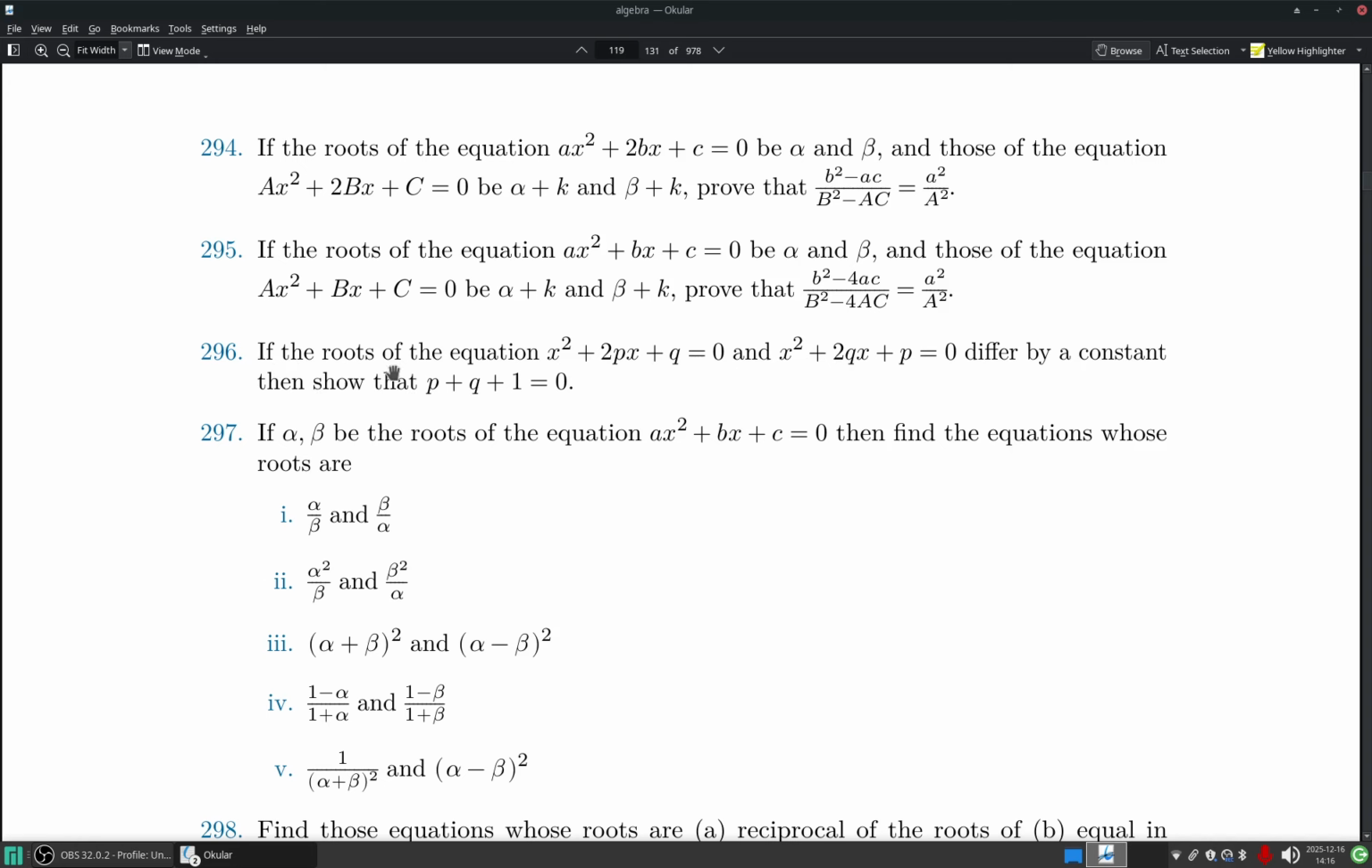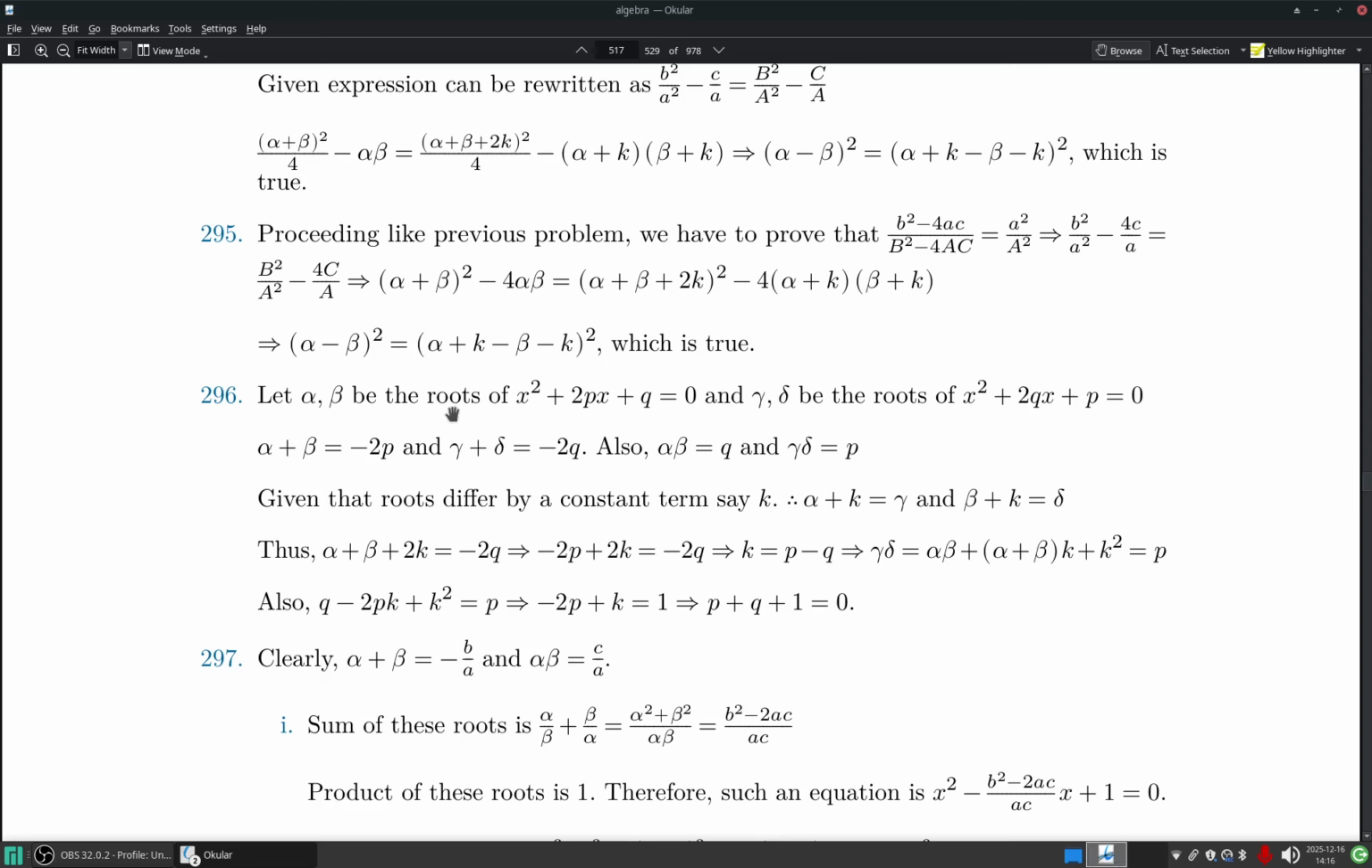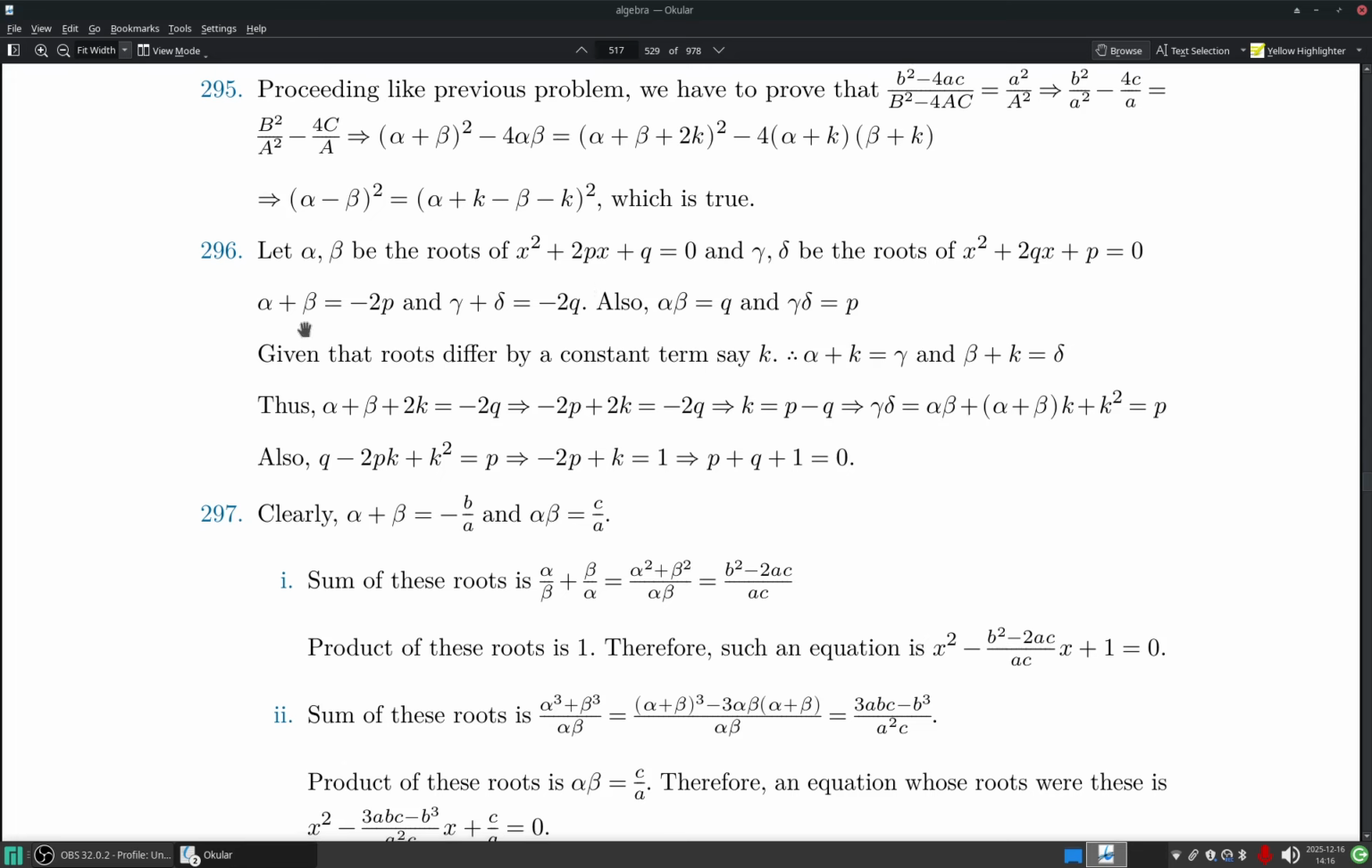So we have alpha beta as the roots of x square plus 2px plus q is equal to 0, and gamma delta be the roots of x square plus 2qx plus p is equal to 0. So alpha plus beta will be minus 2p and gamma plus delta will be minus 2q. Alpha beta will be q and gamma delta will be p. Now the roots differ by a constant term. Let that constant term be k. Then we can write that alpha plus k is equal to gamma and beta plus k is equal to delta.